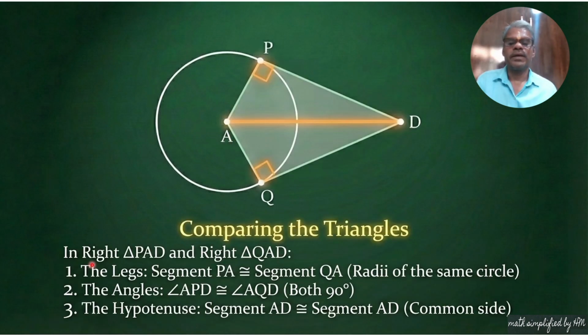Comparing the triangles. In right angled triangle PAD and right angled triangle QAD, the legs segment PA is congruent to segment QA, radii of the same circle. The angles APD is congruent to angle AQD, both 90 degrees. And hypotenuse AD is congruent to AD, common side of both triangles.